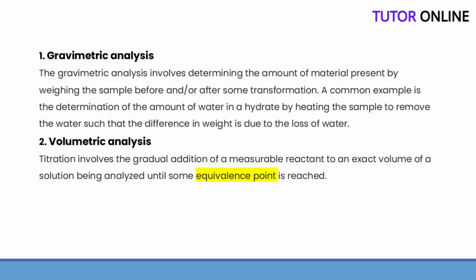Now have a look at volumetric analysis. Titration involves the gradual addition of a measurable reactant to an exact volume of the solution being analyzed until some equivalence or equilibrium point is reached. It is that point in a chemical reaction when the amounts of reactants are chemically equivalent. It is also called the stoichiometric point.